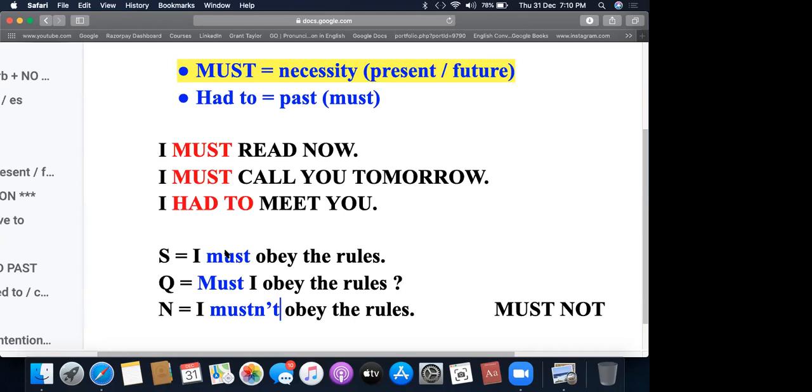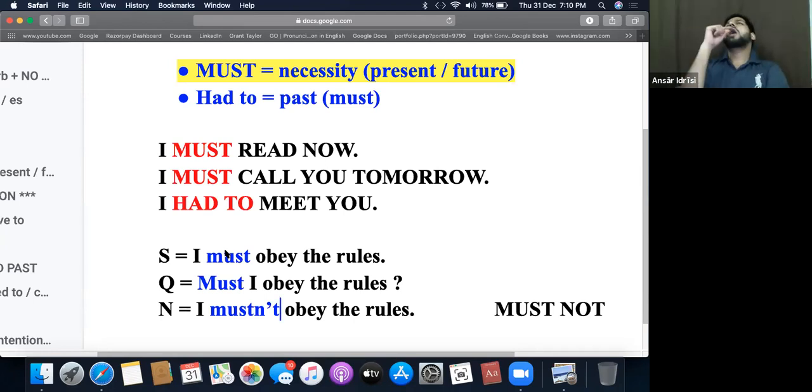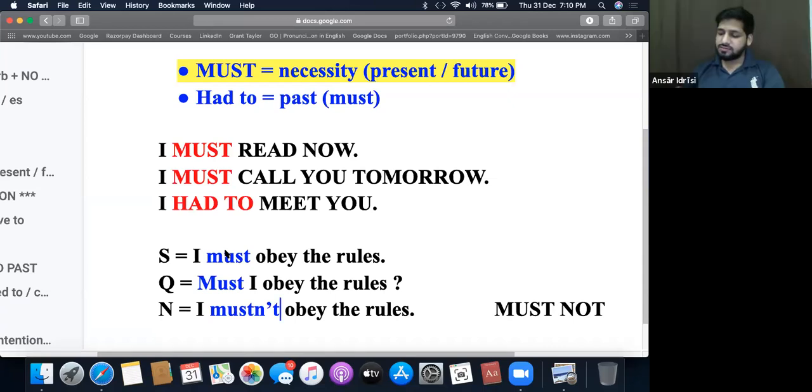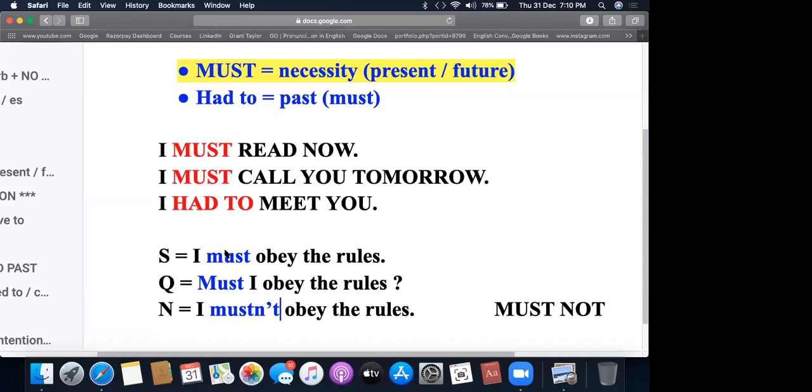Next. Shiva, Zubair bhai, make sentences. Sadaf, make sentences. I must obey compliance. Call the police. Continue. I must call the police. Must I call the police? I mustn't call the police. Very good. I must obey compliance. Must I obey compliance? I mustn't obey compliance.